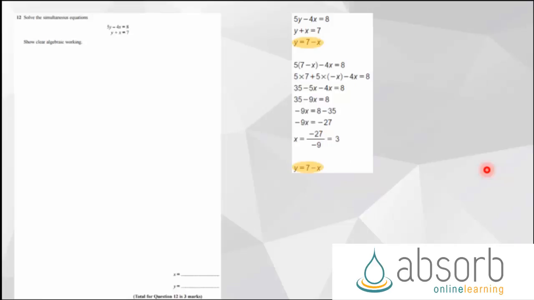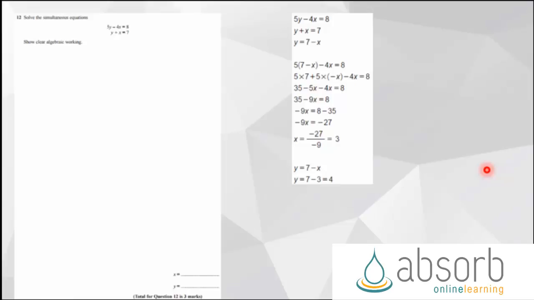Moving on, we can now use the original equation that we had, which was y equals 7 minus x, and we can substitute in the value for x that we now know. We now know that x is 3, so we can substitute that into the equation, and 7 minus 3 just gives us 4. So that's our final answer. The problem has been solved. We've found out the value of x and y. X is 3 and y is 4.